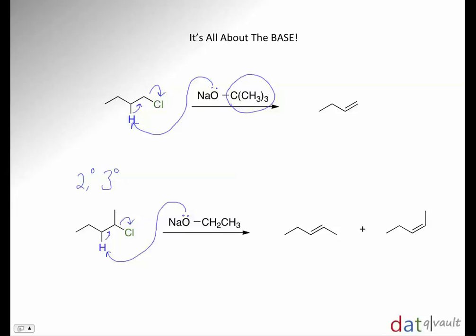It's important to remember when doing eliminations to form internal alkenes that we're going to get a mixture of the cis and trans isomers. So here we have the trans alkene or the Z alkene, and here we have the cis alkene or the E alkene. In this reaction, the major product is going to be the Z alkene because it's more thermodynamically stable than the E alkene.